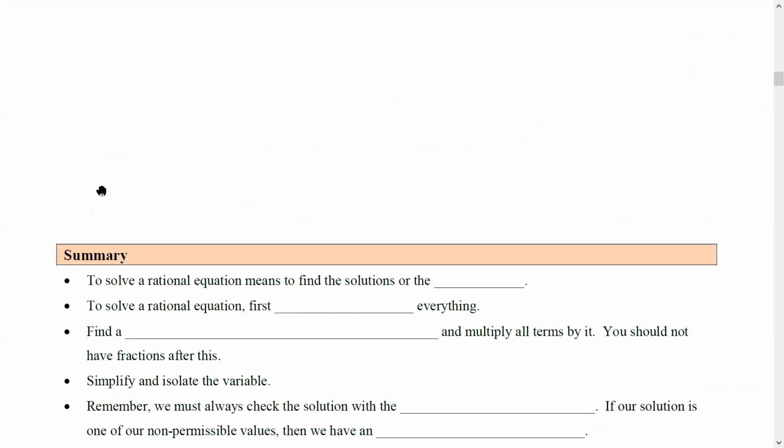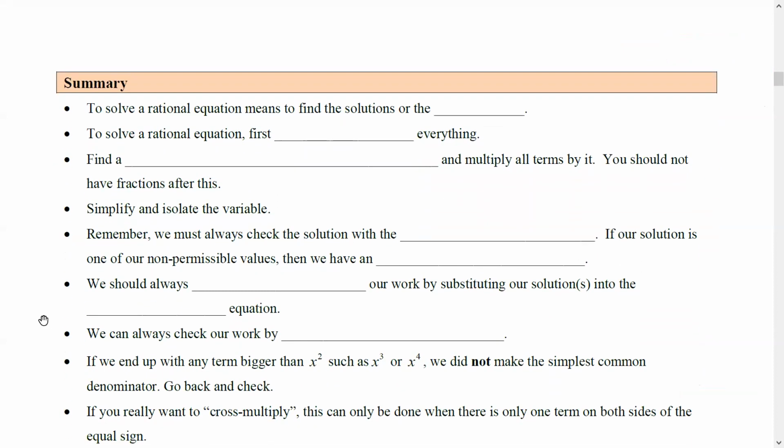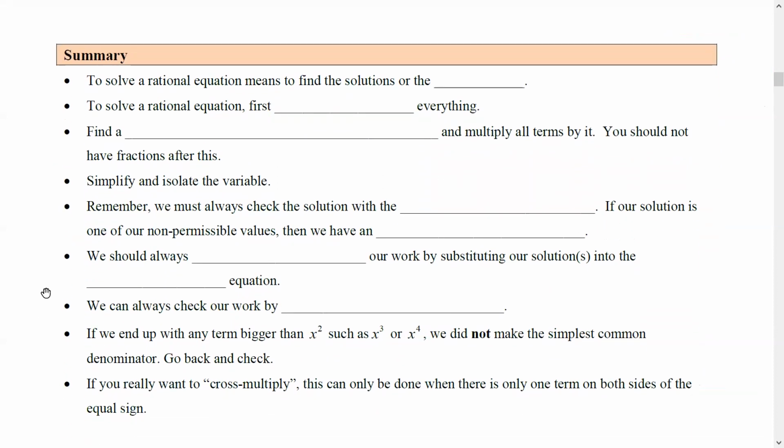Okay, what you need here is just some more practice. But once you get the hang of equations, it's a lot easier than adding and subtracting. To solve a rational equation means to find the solutions, or the roots is sometimes what you'll hear. To solve a rational equation, first, no surprise, factor, factor, factor. Okay, find the common denominator. You should not have fractions after this step. No matter what method you're doing, you should not have fractions after this step.